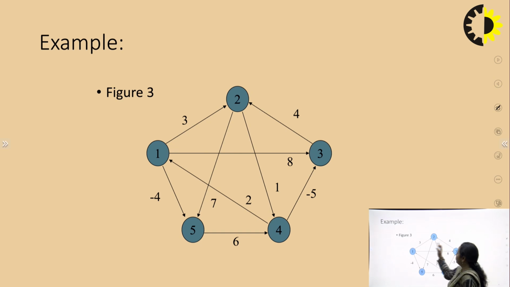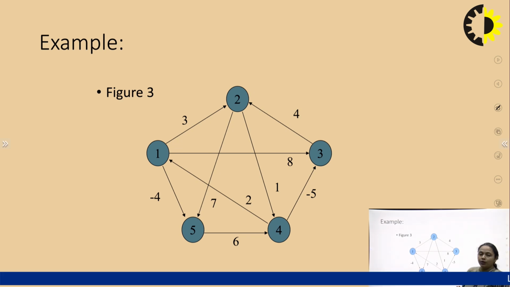Now let us discuss one example. Let us assume this is the graph given. As you can see, there is negative weight also present. First, we have to find out whether we can perform Floyd Warshall on this particular graph or not. What is the constraint for that? There should not be any negative weight cycle. Here we have negative weight -4.